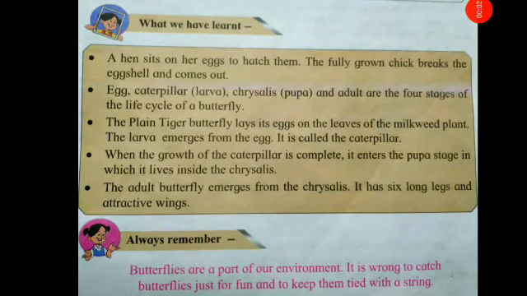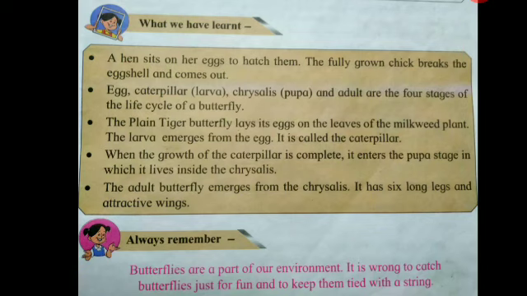Now students, we will see what we have learnt in this lesson. First point, a hen sits on her eggs to hatch them. When they are fully grown, chicks break the eggshell and come out. Second point, egg, caterpillar that is the larva, chrysalis that is the pupa stage, and adult are the four stages of the life cycle of a butterfly.